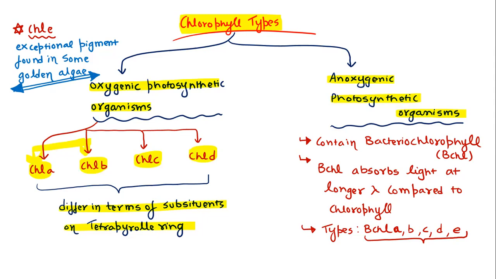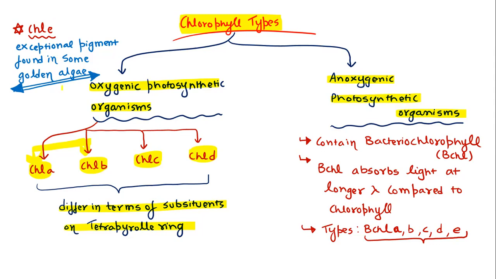Similarly, C and D have been based upon the different substituents or the groups that are present on the pyrrole rings. The structure of C and D has not been completely elucidated, and we are also not interested in it since it is not a part of our syllabus.